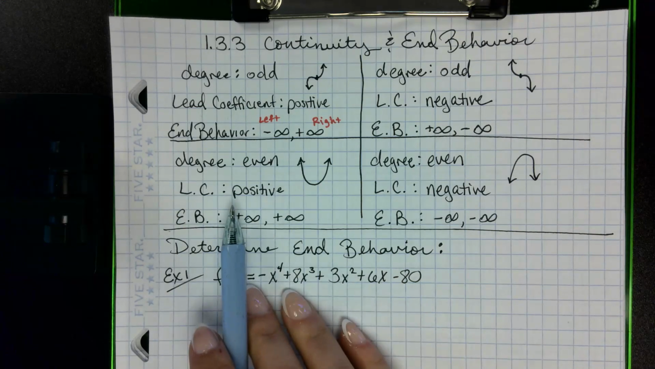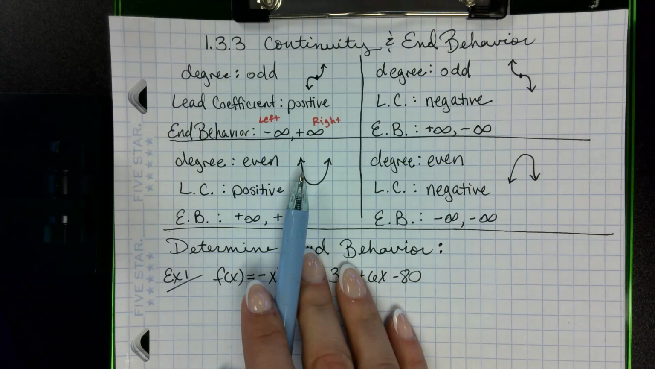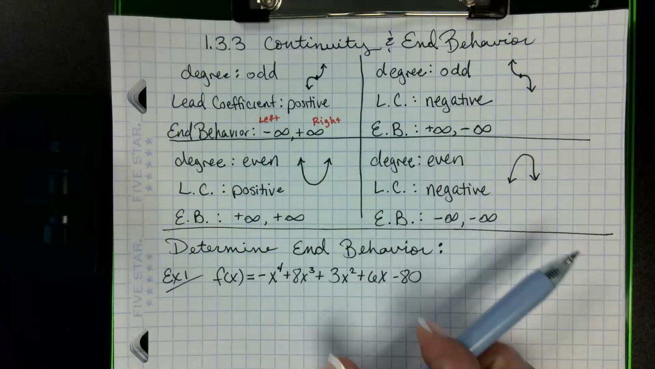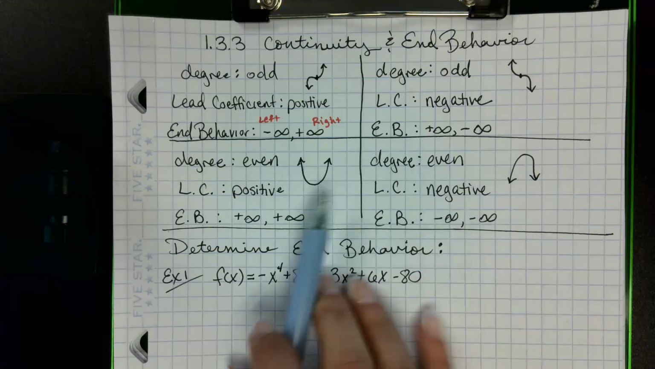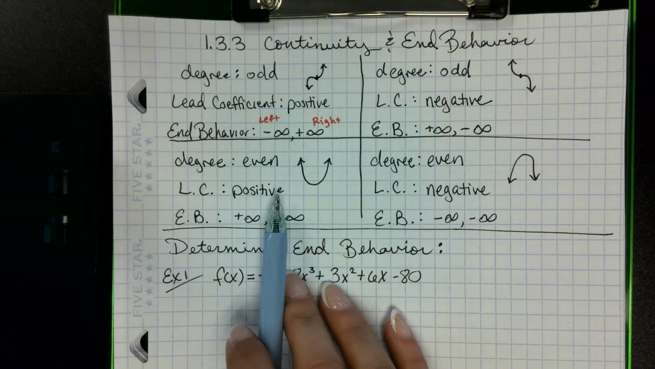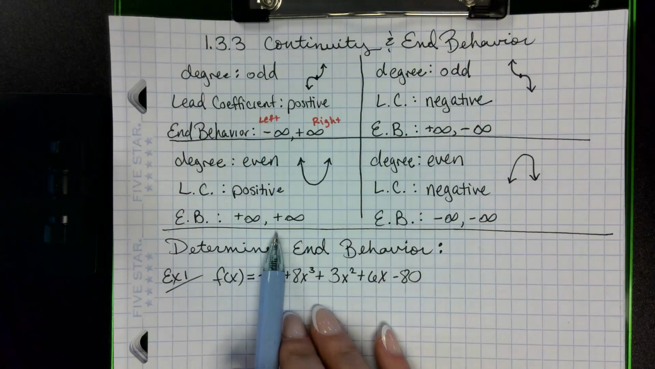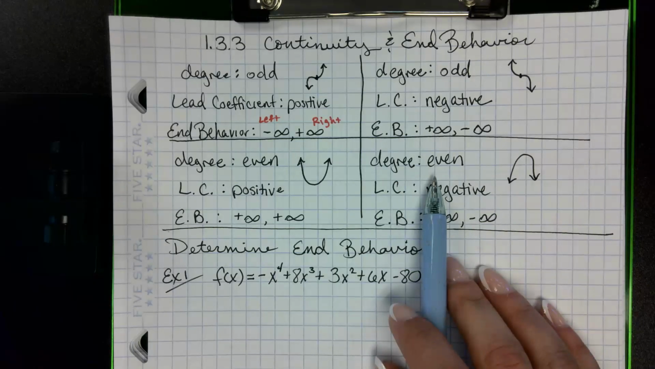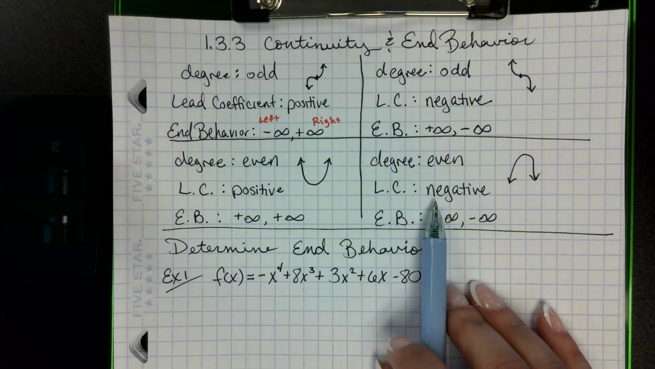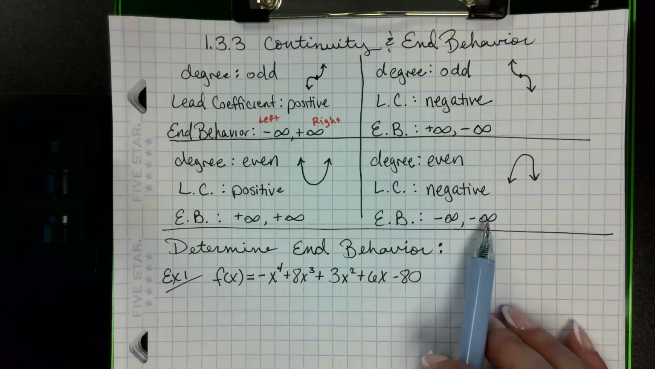An even function, they're going to go the same direction. You just have to figure out, are they going to point up or are they pointing down? So an even, x squared, x to the 4th, x to the 6th. If it's positive, both ends point up towards positive infinity. If your even function is negative, that means it's been reflected. So both ends point down towards negative infinity.